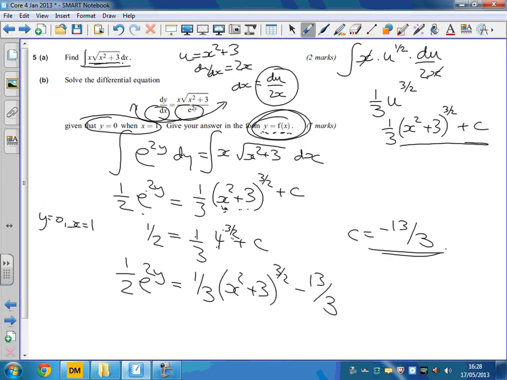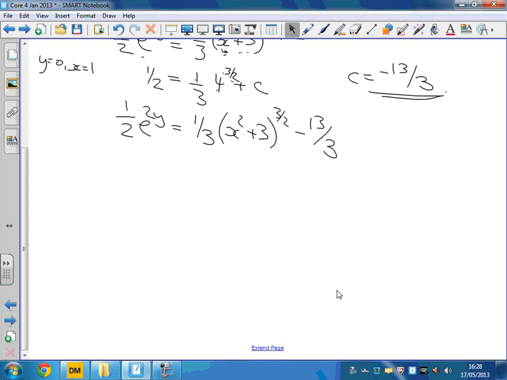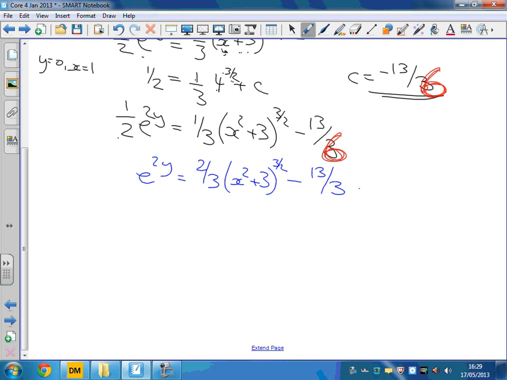Let's move down a bit and see if I can get some more space. So all I'm doing is, first of all, getting rid of the half here by timesing by 2. Timesing by 2 gives me 2/3. Timesing by 2 here, well, that shouldn't be over 3 there, should it? That should be over 6, sorry. That should be over 6. And this means now when I times it by 2, I get 13 over 3. Sorry if that confused you.